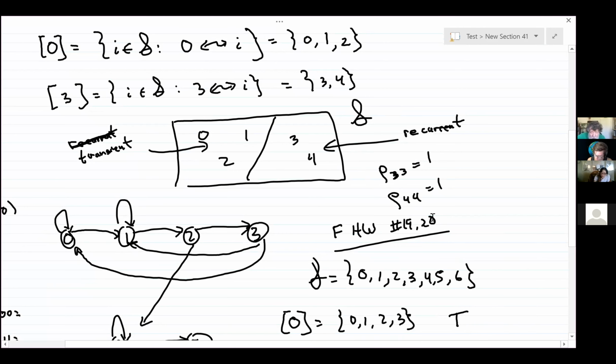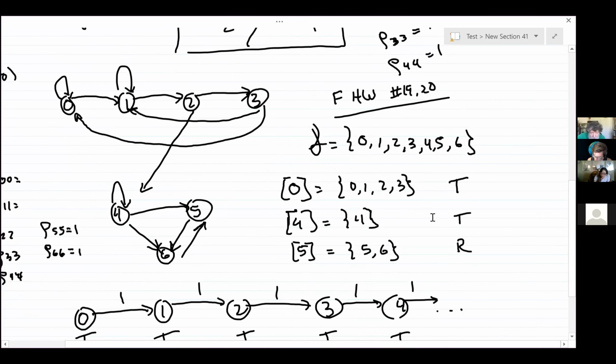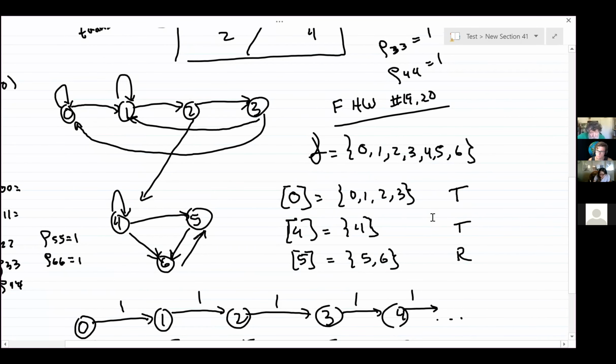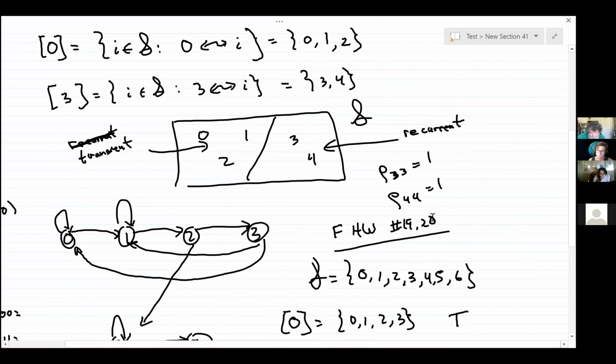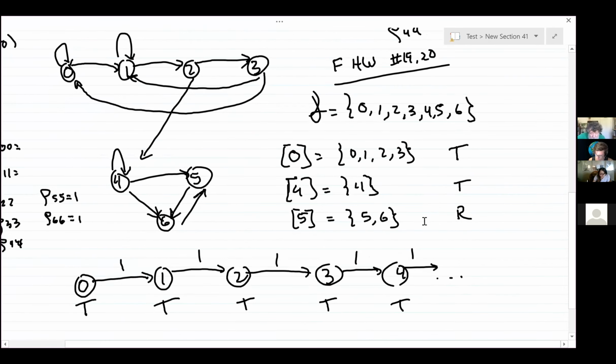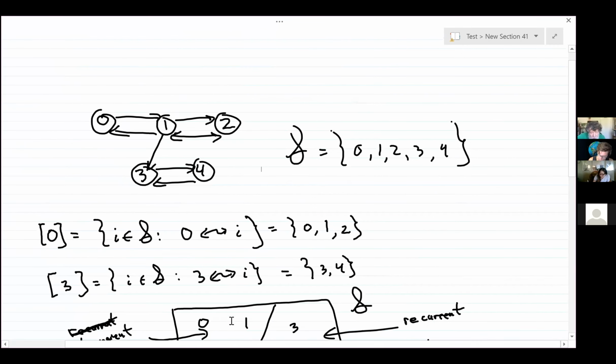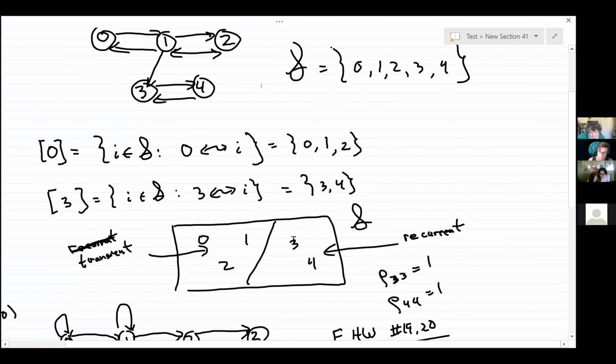I gave this example. I think what I was saying here is something we'll say a little more soon. I was saying that for a finite state space, there's always a recurrent state. In this case, there are two, 3 and 4. But if you have only a finite number of states, then at least one of them has to be recurrent.